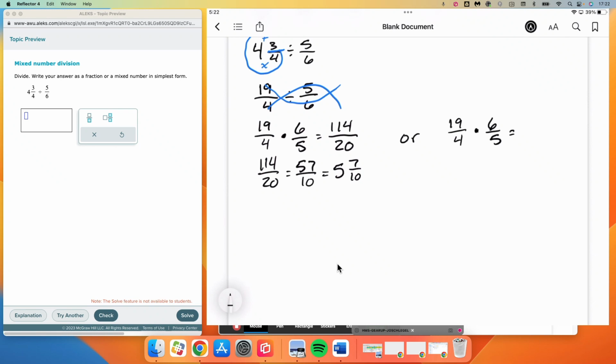So going to the right where we could have used cross canceling. 4 and 6 are both divisible by 2. 19 times 3 is 57. 5 times 2 is 10. We would have ended up with the exact same process for converting this back into a mixed number. 10 goes into 57 5 times with 7 left over.